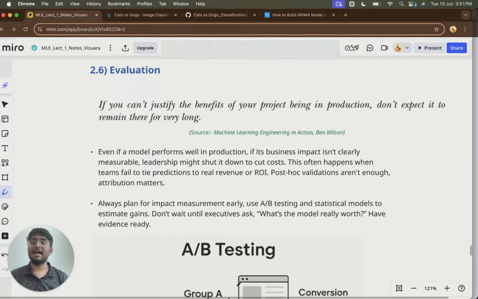So next we have evaluation. Evaluation is the last part of these core elements of machine learning in production. If you can't justify your product being in production, don't expect it to remain there for very long. Even if the model performs well in production, if its business impact is not seen, then your product won't last long. You'll have to show the business stakeholders that your product is actually doing well, that it is having an impact. So you'll have to use definite statistical methods to estimate the gains.